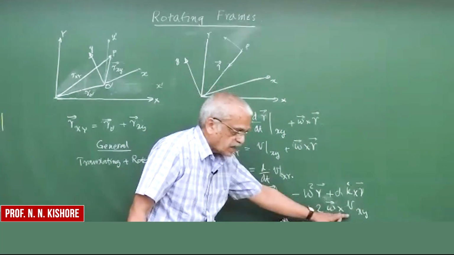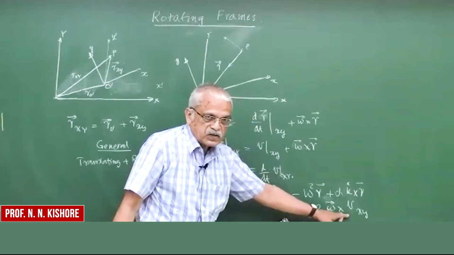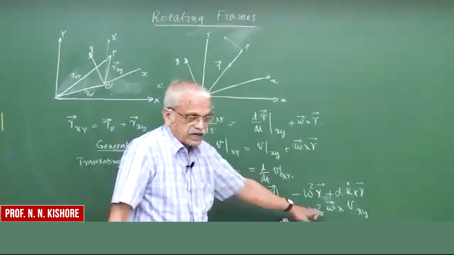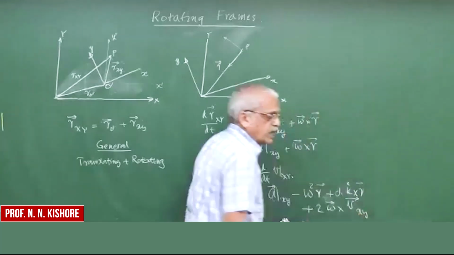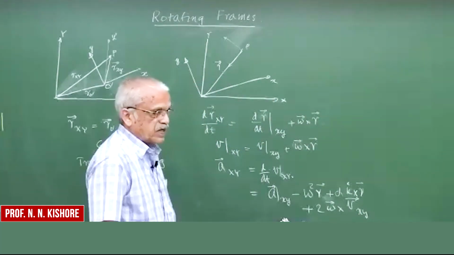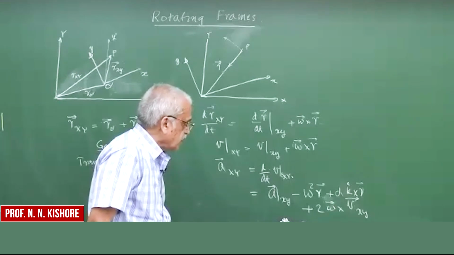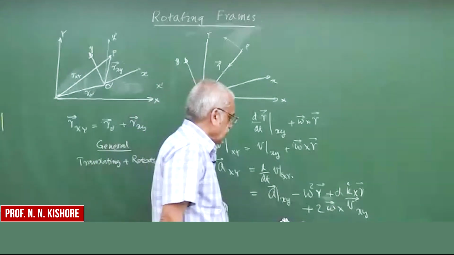So then this is the last term, which we said is the Coriolis component. And we tried to explain why this has come. What is that which we missed? There are two things that have been missed here.